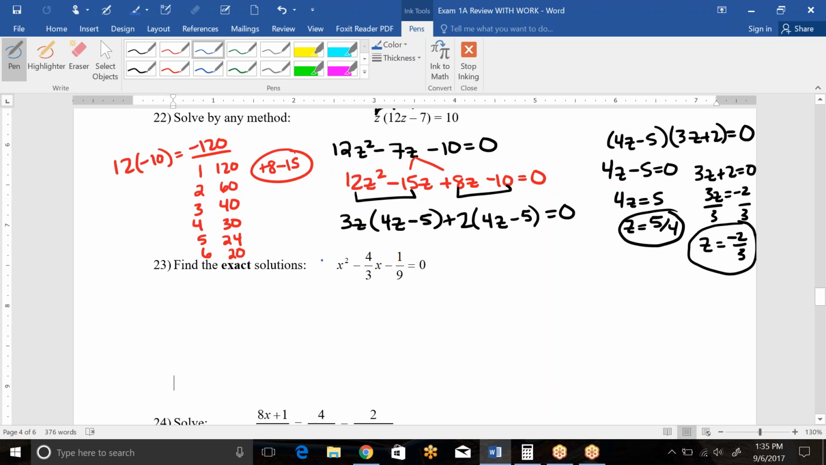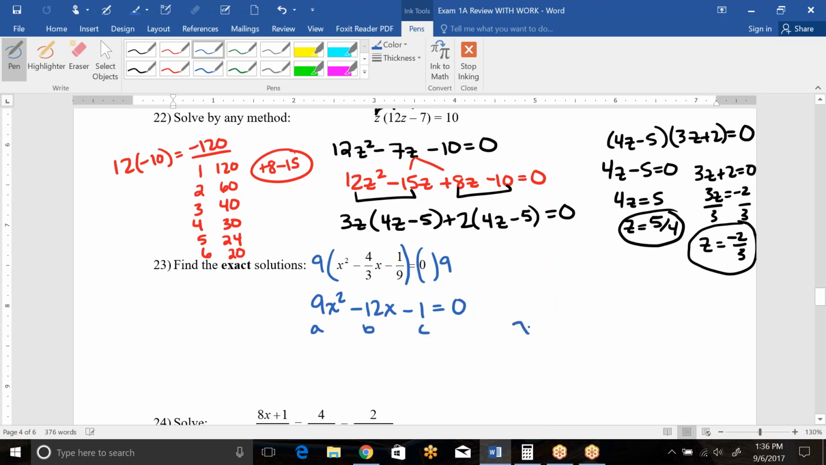So I'm going to multiply everything on the left and right by 9 because that's the LCD of those fractions. So this would make this 9x squared. 9 times 4 is 36 divided by 3 would be negative 12x. 9 times 1 is 9, or negative 1 would be negative 9, divided by 9 would be negative 1, and then 0 times 9 is just 0. So I just distributed that 9. Now I have an a, a b, and a c.